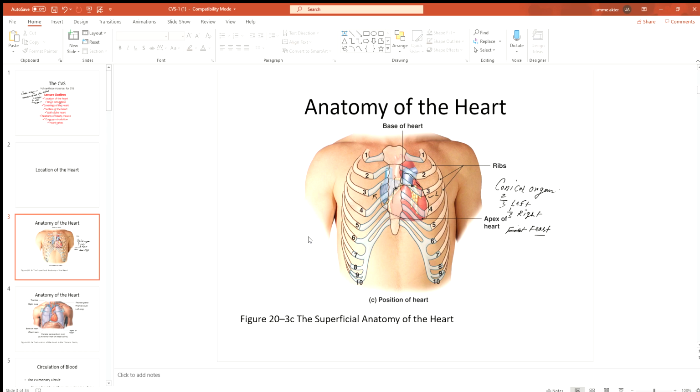Okay, and now if you see the upper and lower border of the heart, this is the first rib and this is the sixth rib here, and the area between second and third ribs is called second intercostal space. This is first intercostal. Intercostal means in between the ribs. So this is first intercostal space, this is second intercostal space. Okay, upper boundary is in the second intercostal space. These are blood vessels. Okay, so heart upper boundary is here and lower boundary is here in the fifth intercostal space. So the heart is located between the second and fifth intercostal spaces, that is the upper and lower boundaries.